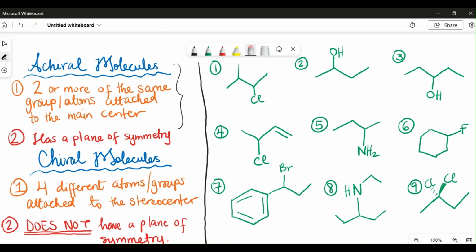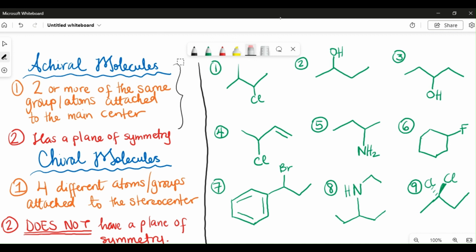So today we're going to be working on achiral molecules and chiral molecules, and I'm going to be teaching you the differences between both. And when we're done with that, we're going to practice the questions on the right. So I'll advise you to stay tuned to the end of the video in order for you to know the answers as well as get the full benefit of the video.